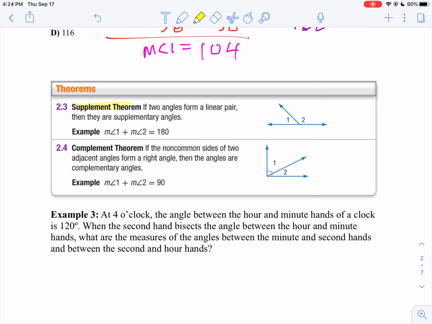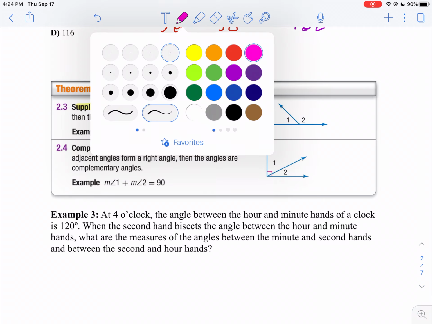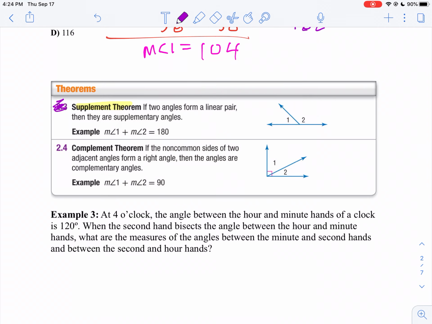Remember, I don't want you to use numbers. Don't write theorem 2.3 or theorem 2.4. Write down the names of them. Okay? Complement theorem, kind of the same thing, only deals with complementary. That is, if 2 non-common sides of 2 adjacent angles form a right angle, then the angles are complementary. So if you have 2 angles that form a right angle, we know these 2 angles are complementary.